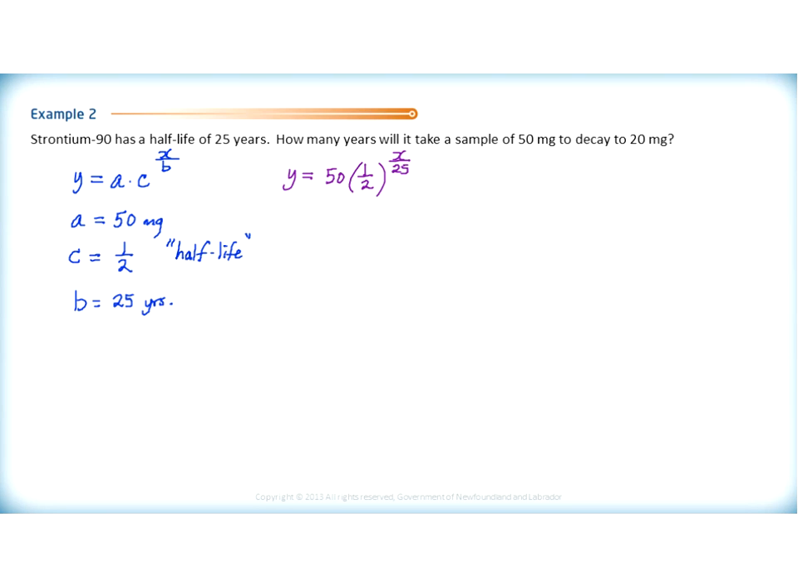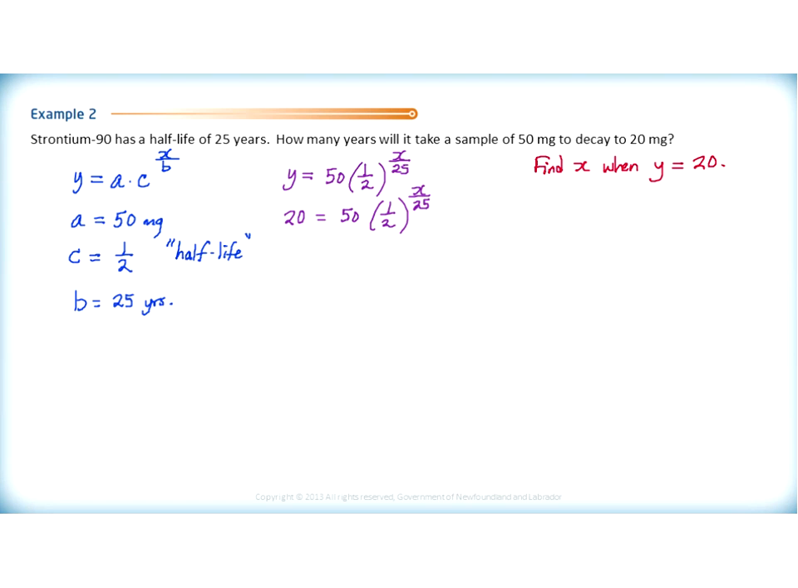Let's look at what the question is asking us to find. It's asking how many years. So once again, x represents the time. So we are asked to find x when 50 milligrams decays to 20 milligrams. So that would be when y is equal to 20. Substituting this value for y into the equation, we have 20 is equal to 50 multiplied by 1/2 raised to the power of x over 25.